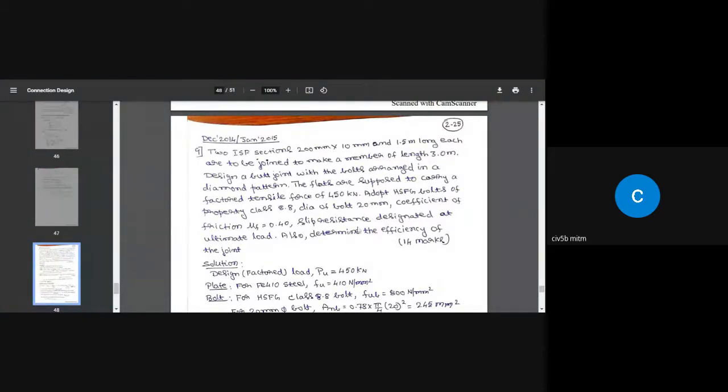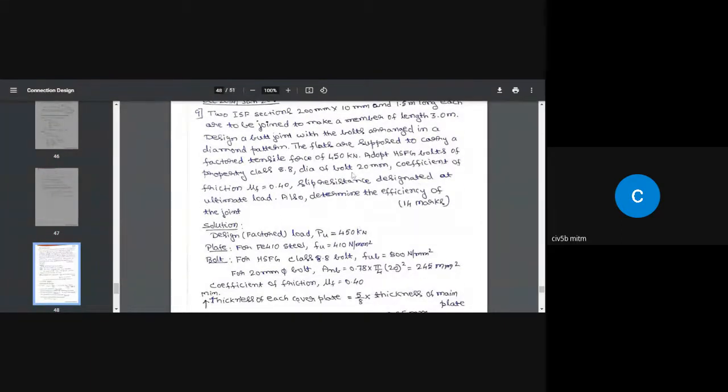Remember this sentence: slip resistance designed at ultimate load. That means even here, slip is permitted. Slip is permitted means we have to design for slip resistance and also we have to design as a bearing type of connection. That means if the slip happens, then it becomes a bearing type of connection. So we have to check and we have to design for all the cases. Also determine the efficiency of the joint. Okay, that is the other part.